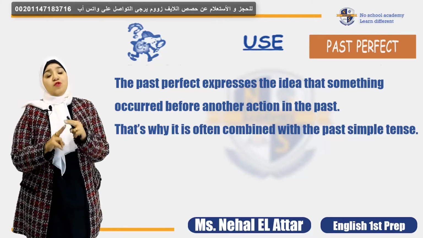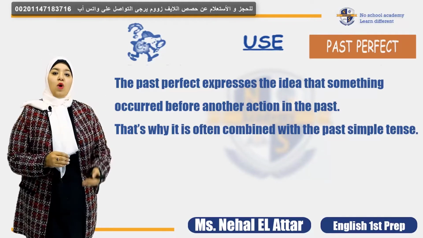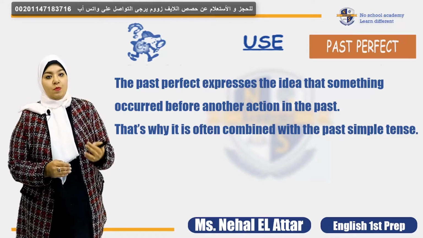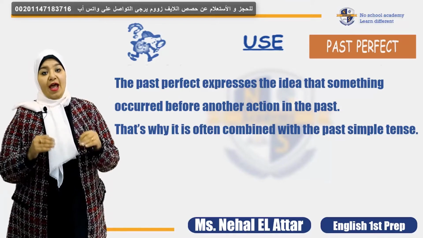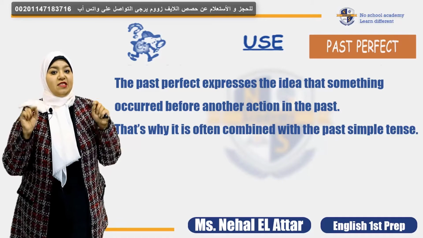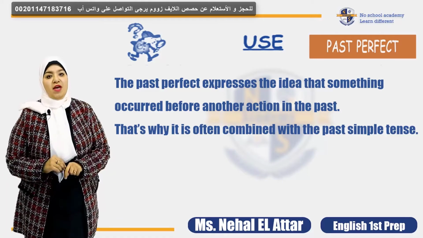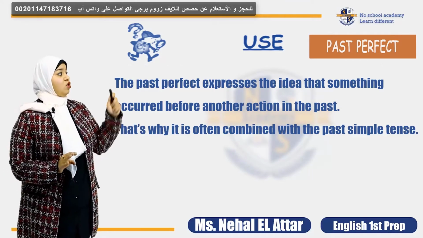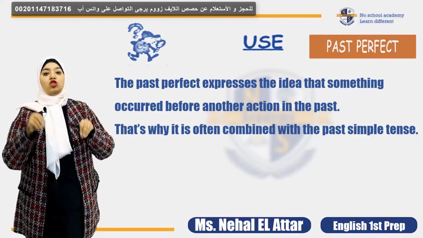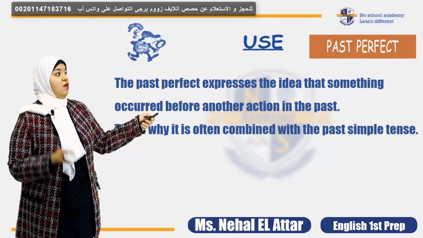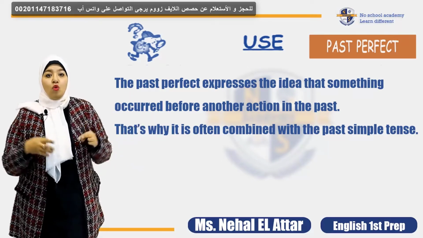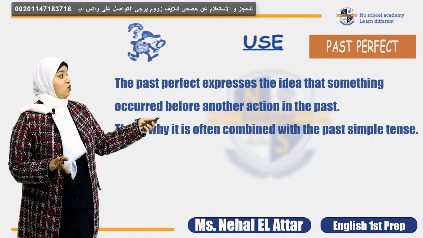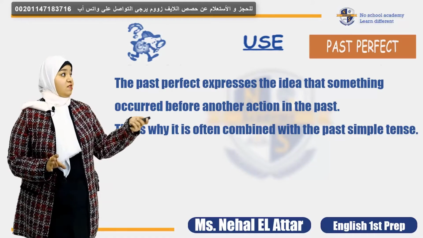Okay? So we have two actions that happened in the past. One is older than the other. So the older one is in the past perfect simple tense, and the newer one, and don't forget it's in the past also, is in the past simple tense. So again, the usage is to express two actions, one before another, in the past. For that, we are mixing all the way through the past simple with the past perfect simple. Okay? So let's see an example to emphasize this.